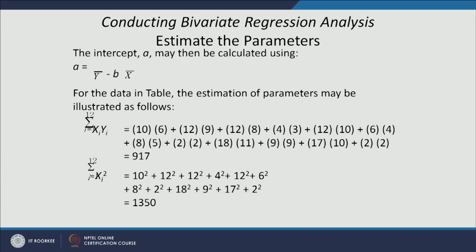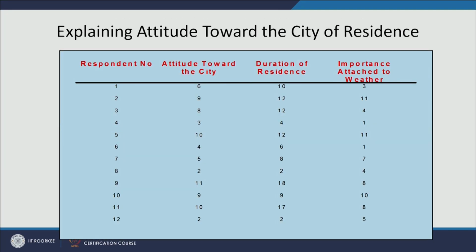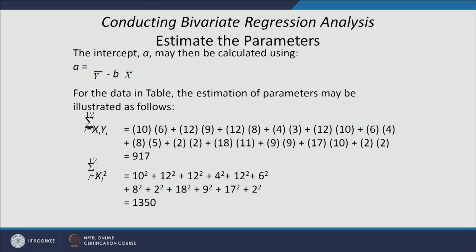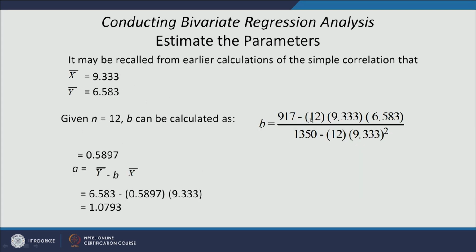So, we have got all our values. Now, x bar y bar is how much? x bar, if you remember, we calculated earlier also. So, x bar is 9.333 and y bar is 6.583. n is equal to 12. Everything is given to us, so you can calculate from here. b is equal to 917, which is our xy value, minus n is 12 into x bar into y bar, divided by xi square, which is 1350, minus 12 into x bar square. This value has come to 0.5897. So, b is equal to 0.5897.